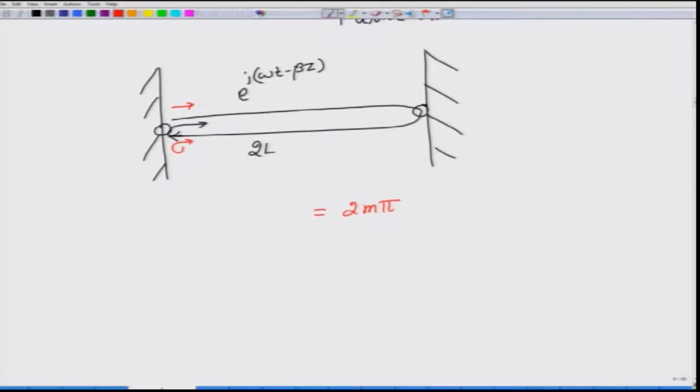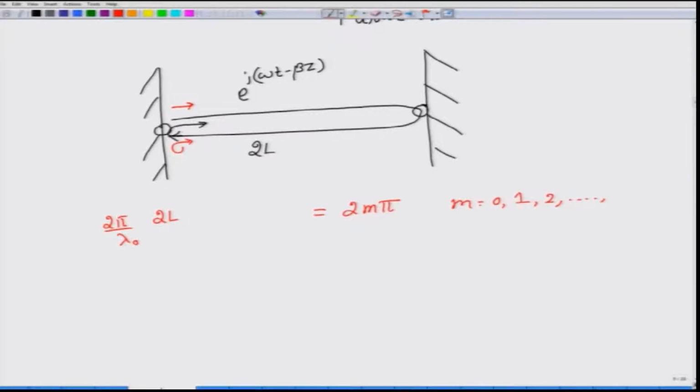And what is the total phase change? The phase change is given over a distance of 2L. Beta is the propagation constant, which can be written in terms of lambda, so you have 2 pi by lambda 0, where lambda 0 corresponds to the operating frequency of the radiation here. So, 2 pi by lambda 0 into 2L must be equal to 2 m pi. M can be 0, although because of the propagation the first number would be 1, and then 2 and so on.